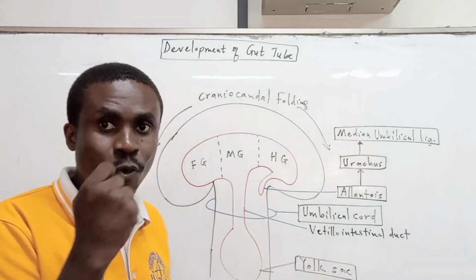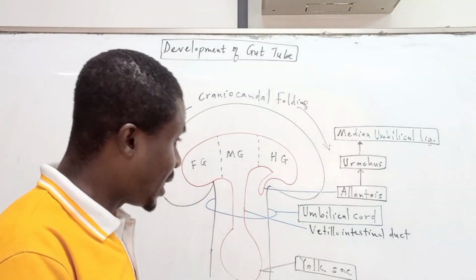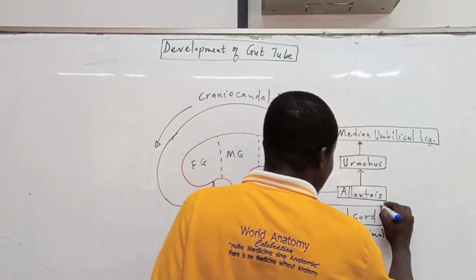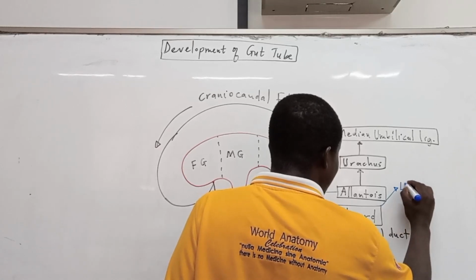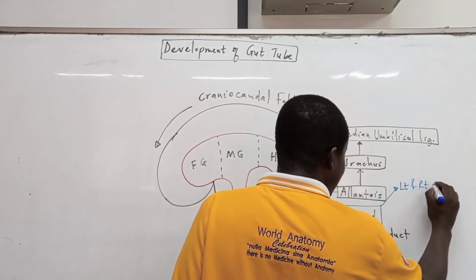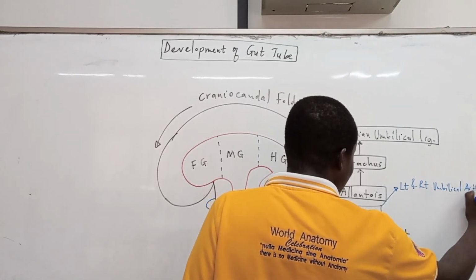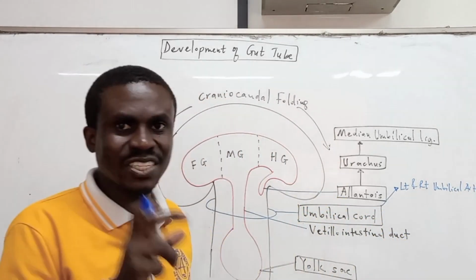So if I talk about the content of the umbilical cord, then my friends, I want you to put down left and right umbilical arteries. Left and right umbilical arteries.